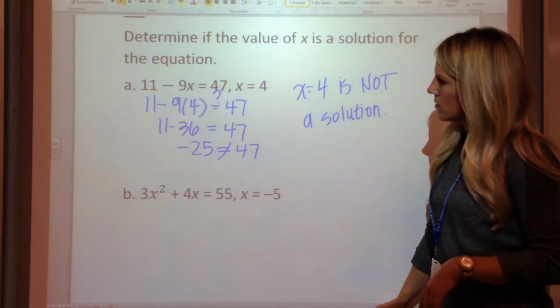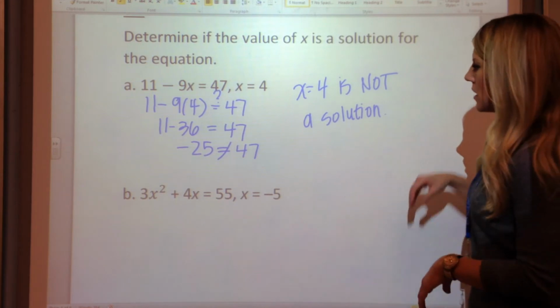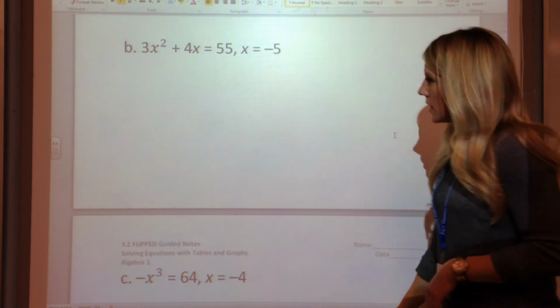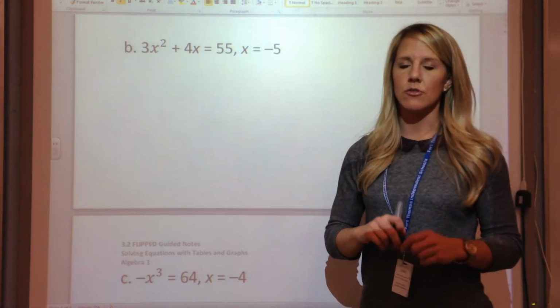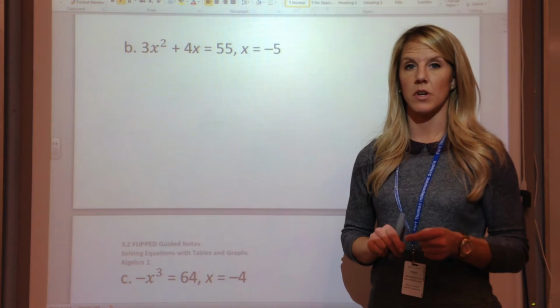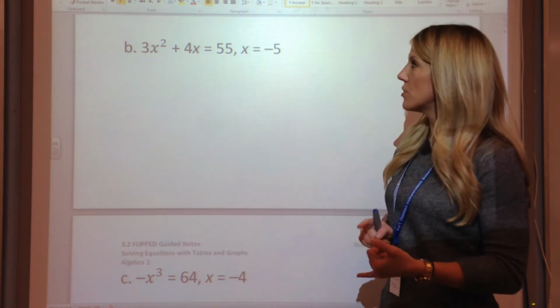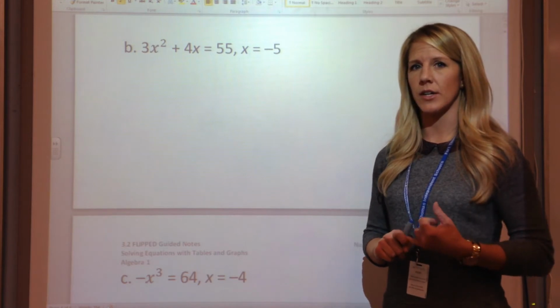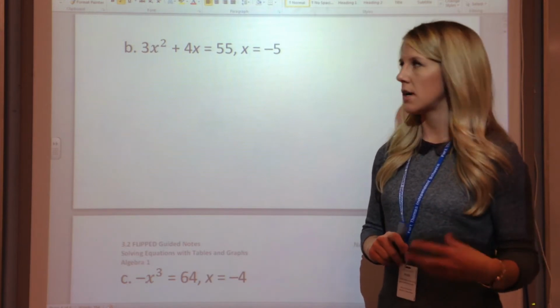Okay. So again, you plug in, does left side equal right side? So let's try it with b. Let's look at another one here. Now notice we have a negative number we are plugging in. Do not forget parentheses when you plug this into your calculator. We also know when we square a negative, we will always get a positive, because to be squared means multiplied by itself. Negative times a negative is always a positive.